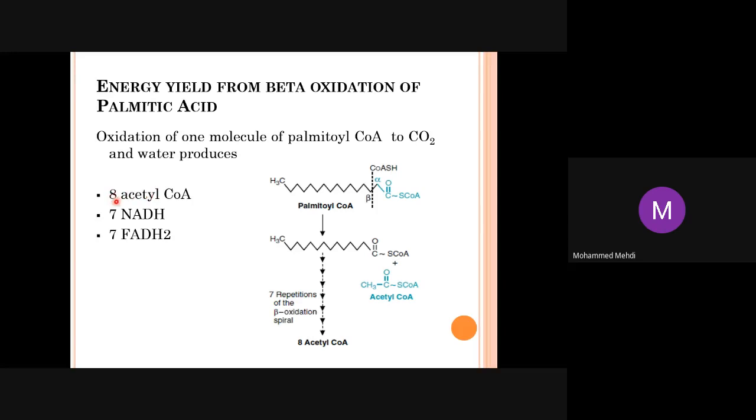Together they form 8 acetyl-CoA. So per 1 acetyl-CoA, you know the number of NADH, FADH2, and GTP. Per 1 NADH, there is 3 ATP formation. Per 1 FADH2, there is 2 ATP formation.